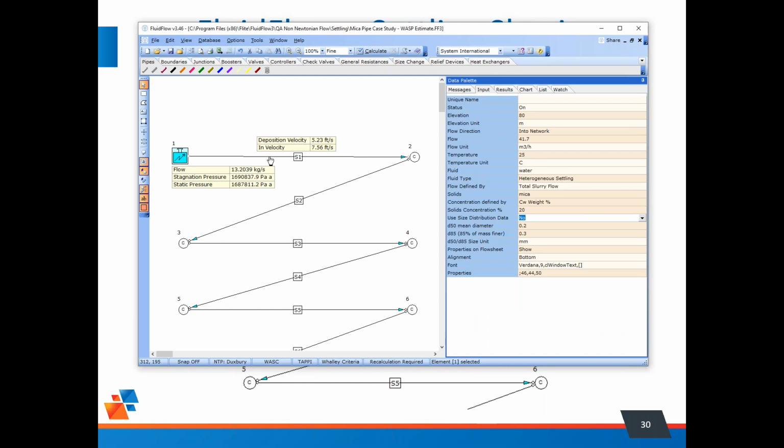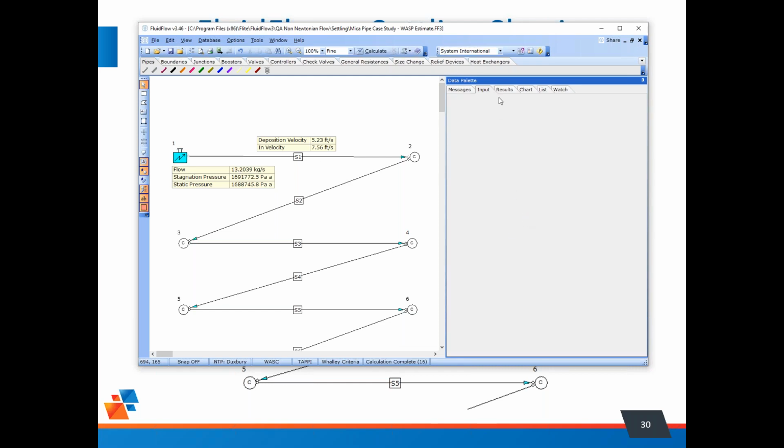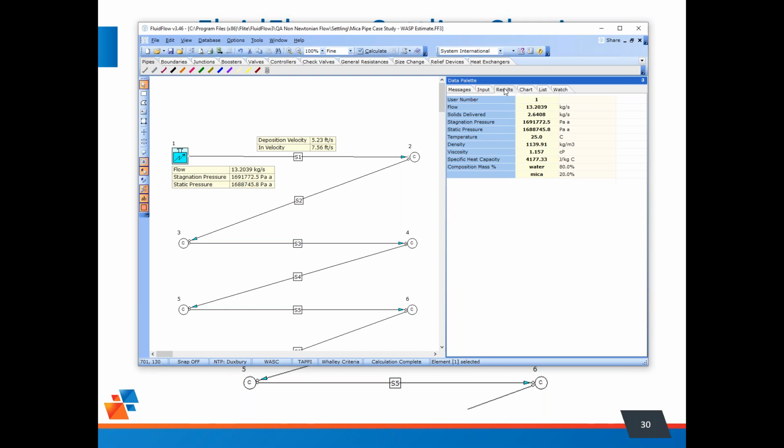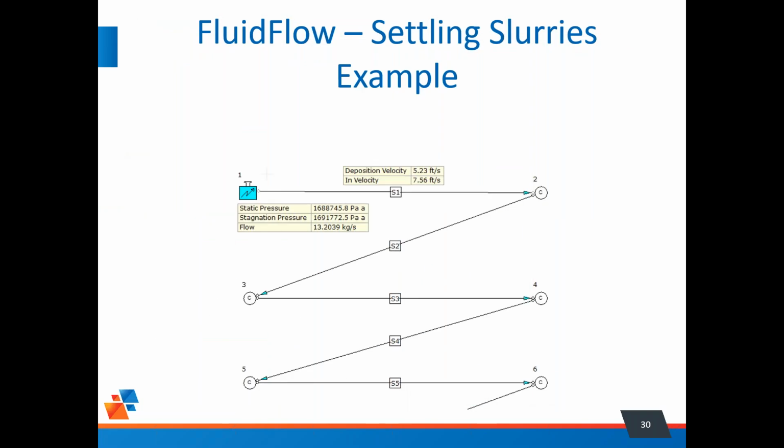Okay, so there you go. Inlet again, total slurry flow, where the solid concentration is by weight, and we have the D50 and D85 values in millimeters, and we're looking at a solids delivered result of 2.64 kilograms per second. Okay, so I'm just going to move this aside for a bit.